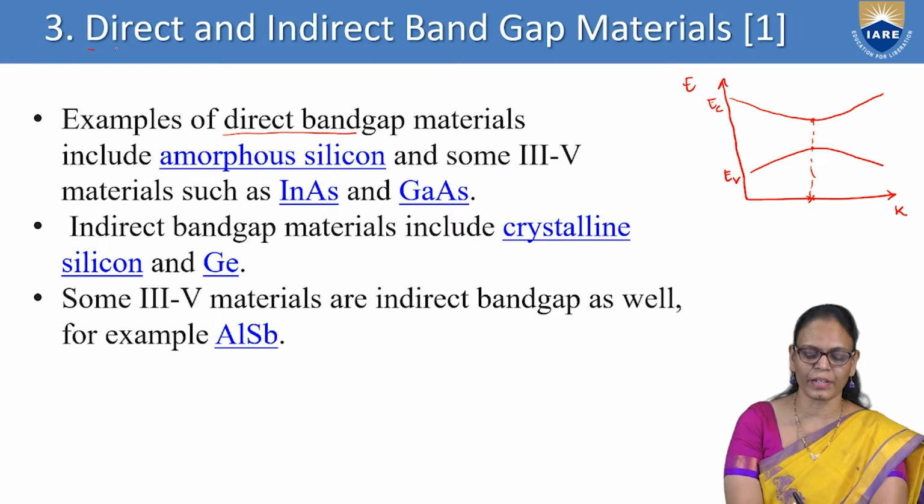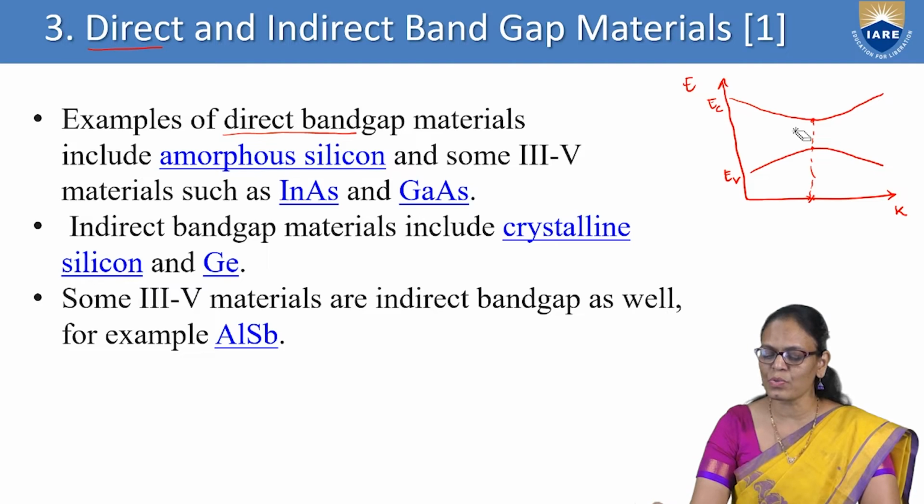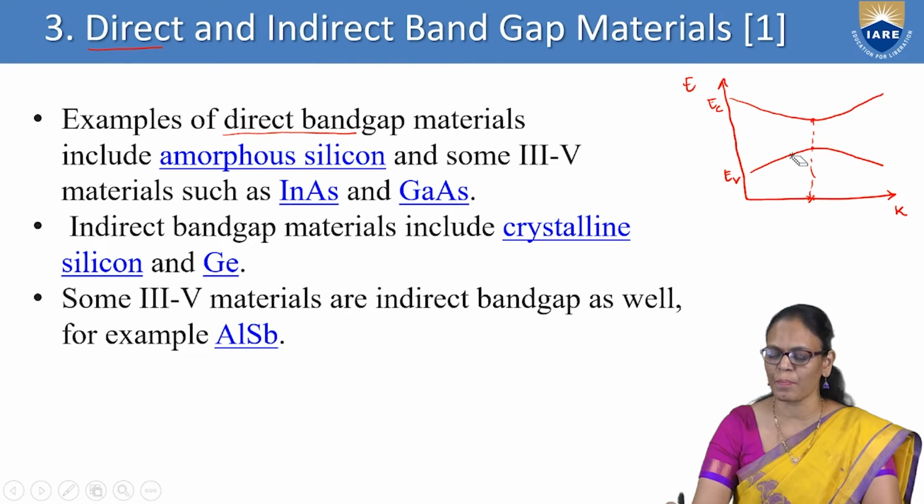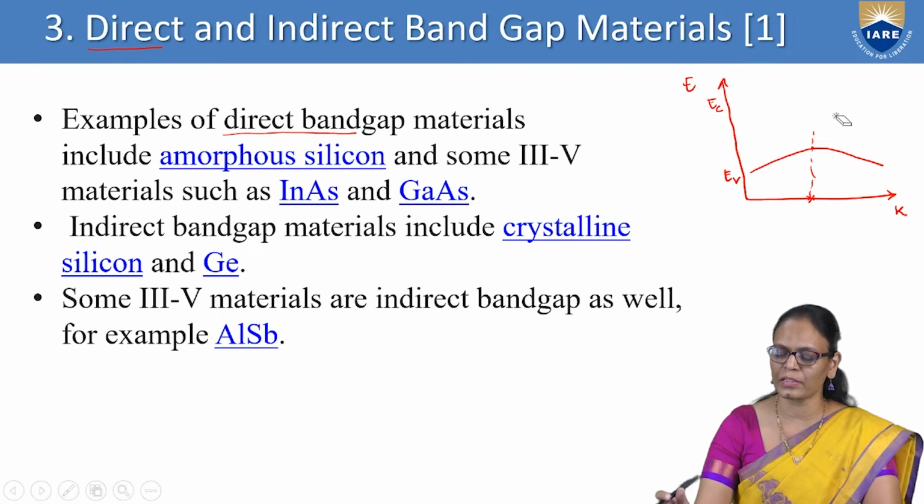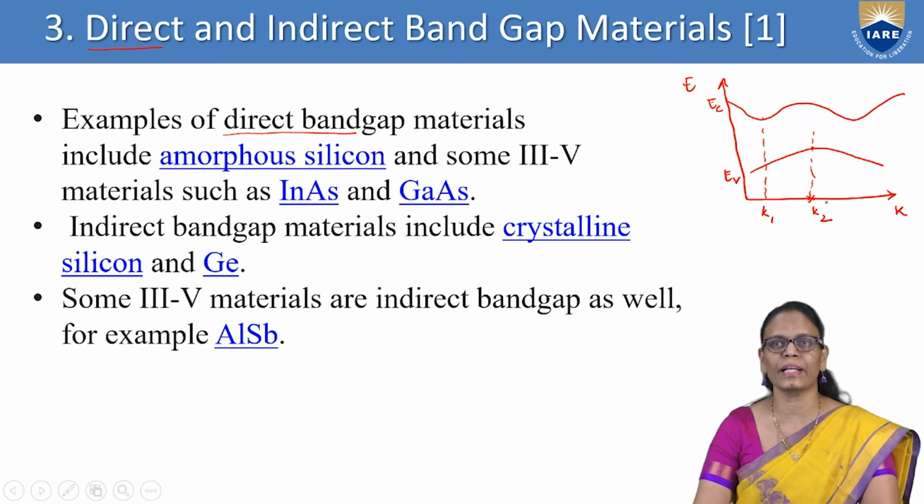That is direct bandgap. When these two are not matching with each other, suppose we are not getting this at the same level, we may get it somewhere here like this. So the highest level is not matching with the lowest level. They have different values of K, K1 and K2. Then it is called indirect.